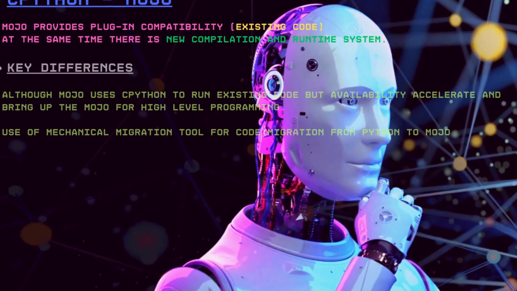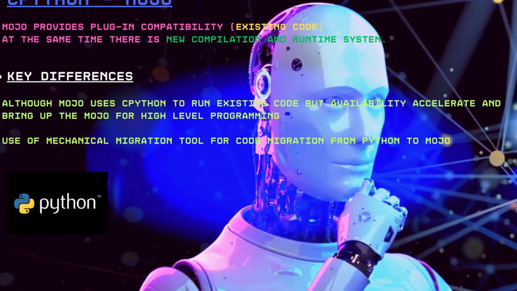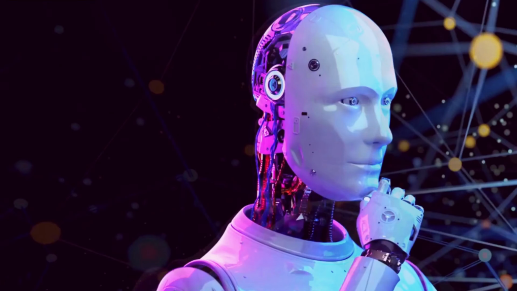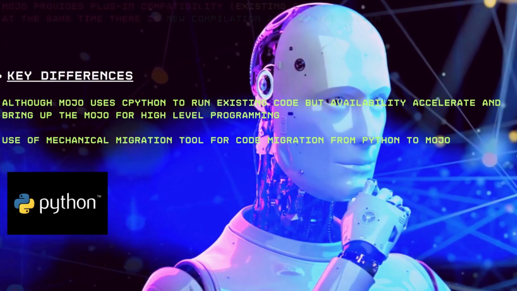Key differences. Although Mojo uses CPython to run existing code, the aim is to accelerate and bring up Mojo for high-level programming. Use a mechanical migration tool for code migration from Python to Mojo.